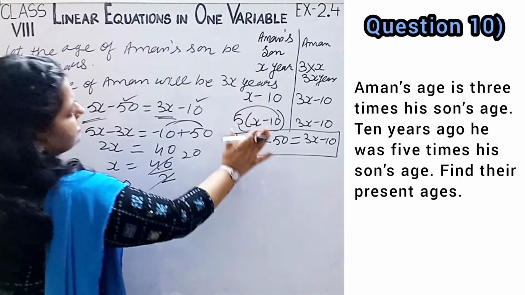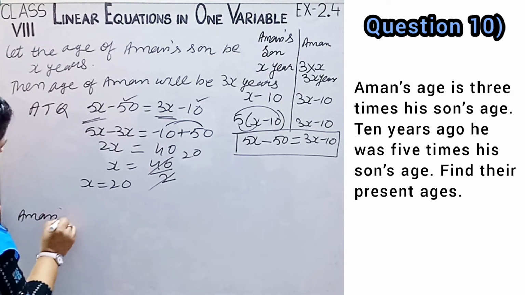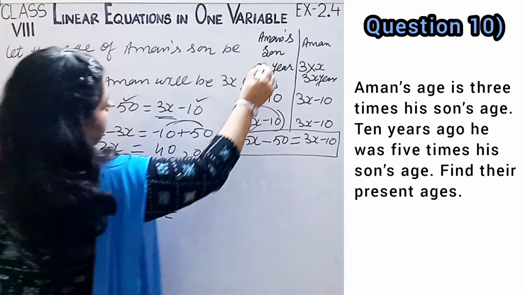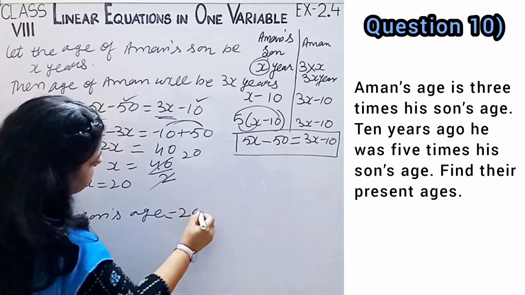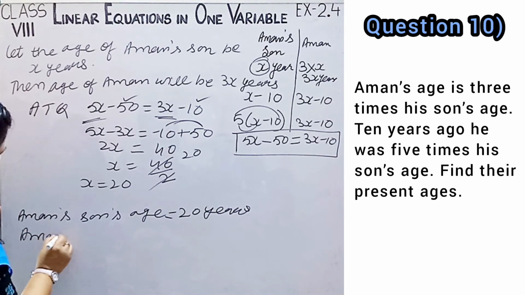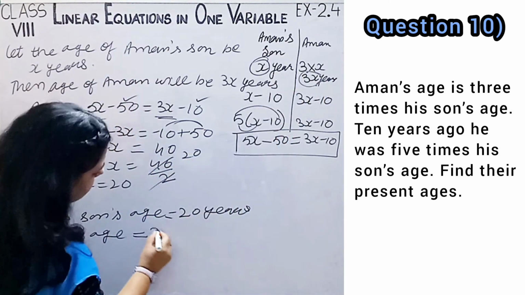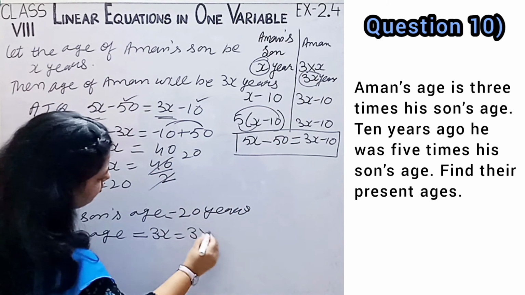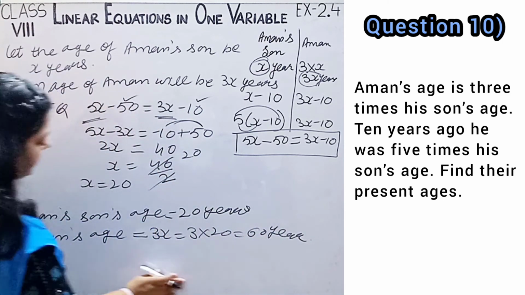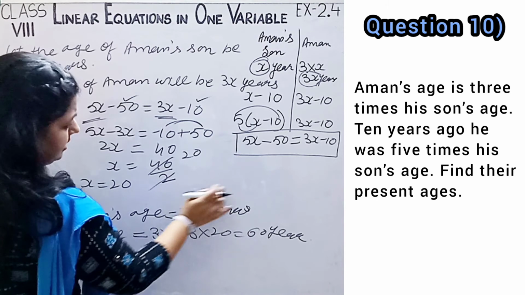Now what is x? Aman's son's age, we had taken here x. So 20 years. Now coming to Aman's age. Aman's age is equal to 3x. Putting value of x here. So 3 into 20, 60 years. It means present ages of father and son here are 60 and 20 respectively.